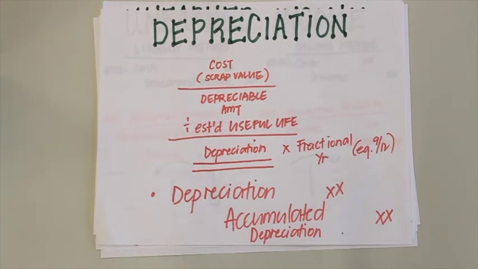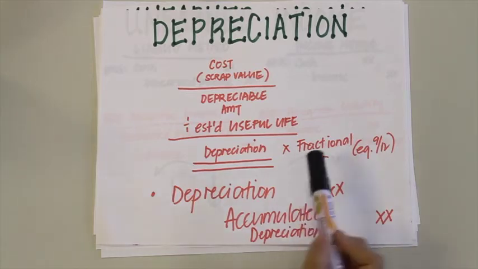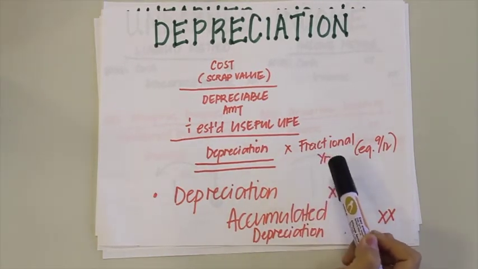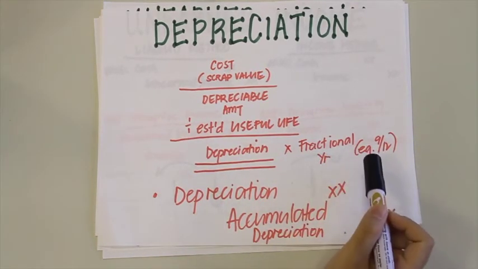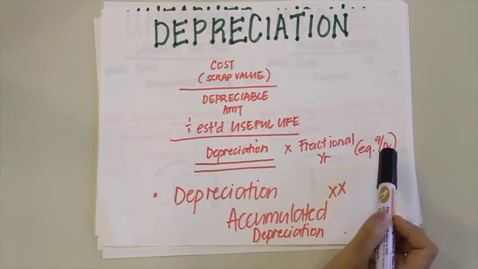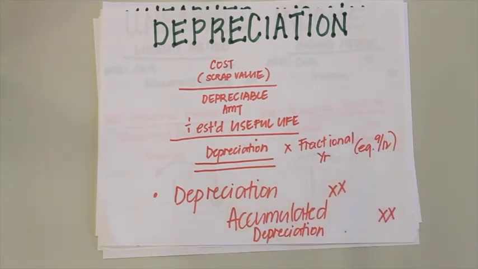If the asset was purchased mid-year, you have to multiply the amount by the fractional years when it was used. So for example, if you only used it for 9 months, you have to multiply it by 9/12. The pro forma entry for the adjustment would be a debit to depreciation expense and a credit to accumulated depreciation.